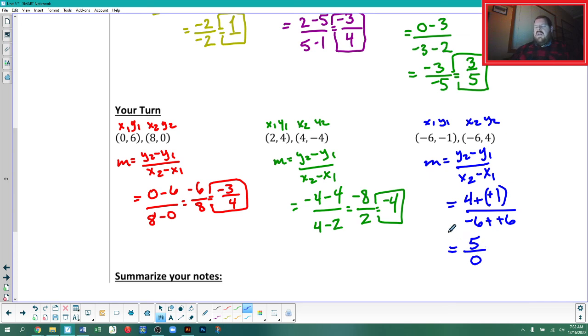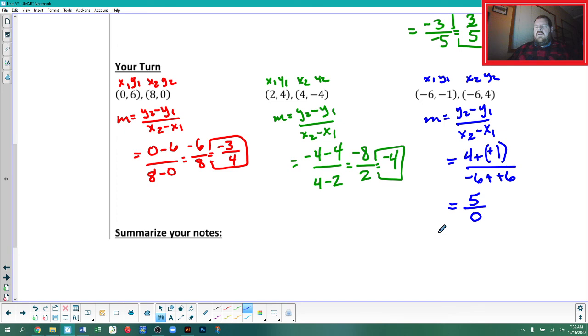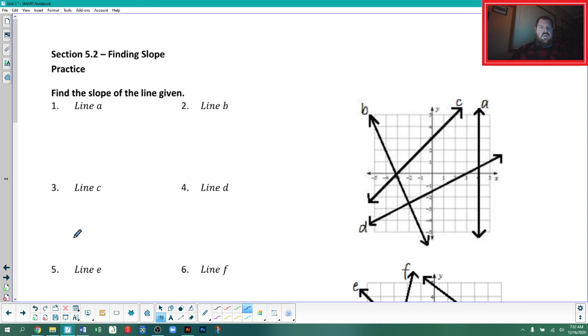So what does that mean? Okay. If we try to plug it into a calculator, we're going to get a divide by 0 error. And what that means, our answer would be, is undefined. If you were to graph those 2 points, you would find that it would result in a vertical line. So it's undefined.